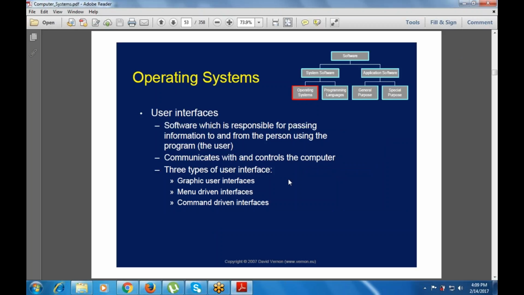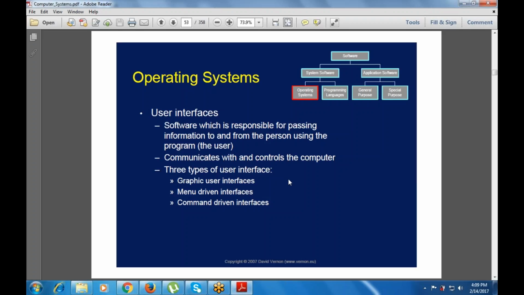So let's start with the first one, the operating system. This is the user interface. It is software which is responsible for passing information to and from the person using the program, that is the user. Then it communicates with and controls the system. So we have to communicate with the system and can also control the system. There are three types of user interfaces available: a graphic user interface, a menu driven interface, and a command driven interface.